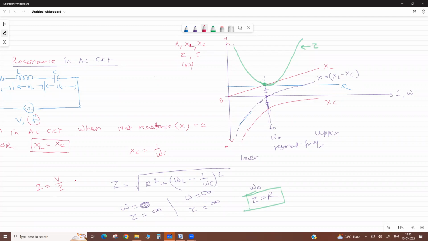Now if we calculate the current under resonance, it is V by Z. If Z at the start is infinity, then current is 0. So your current will start from here. When your impedance is minimum, current is maximum. Again, the current is reduced to 0 when impedance is infinity. This shows you the current. It is a peak value, I naught, the maximum current at resonance condition.